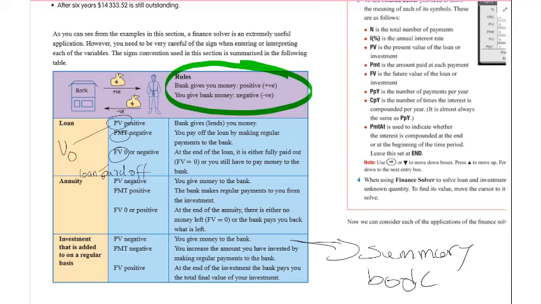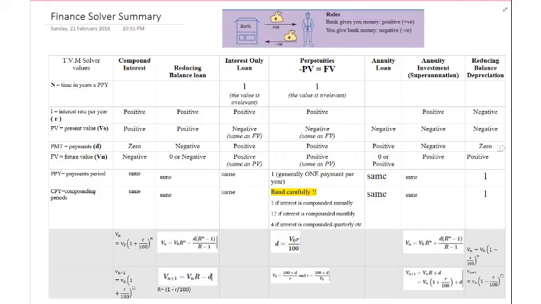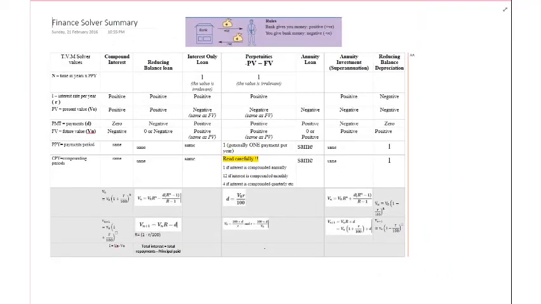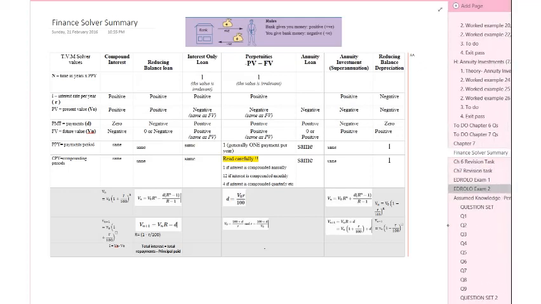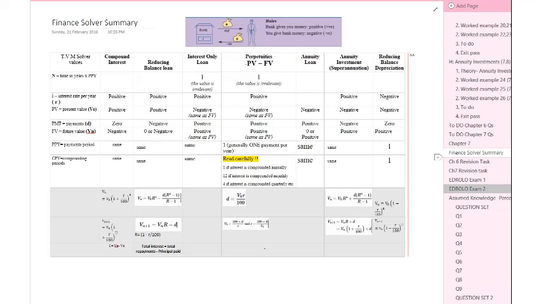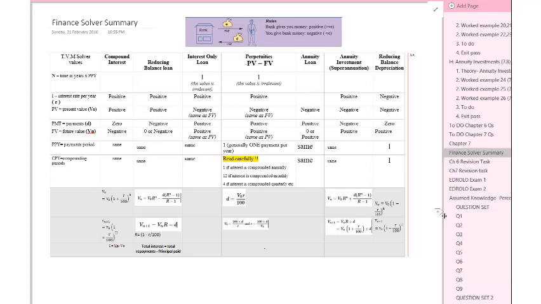Now, there's also another one, and it's in the OneNote. I'm going to show you what it is. The one I just showed before is nice for just what we've looked at, but this one incorporates compound interest, perpetuities, annuity loans, any superannuation type questions, and reducing balance depreciation. And where do you find it? On the OneNote. It's in Finance Solver Summary, that part there. Okay, that's where you need to go.